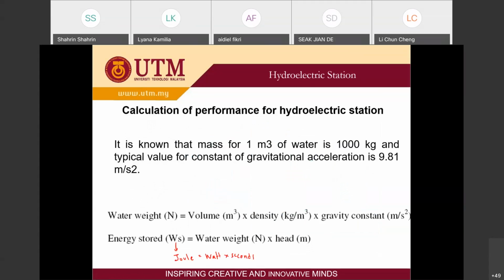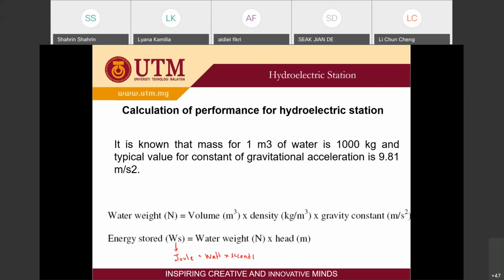So enough on the theory. We will go and concentrate on the calculations on the performance of a hydroelectric station. It is quite different from coal combustion, the thermal, where the units used are different. Please note that for coal, the energy is in calories, because we are heating the coal, so we use calories to represent the energy from the coal.